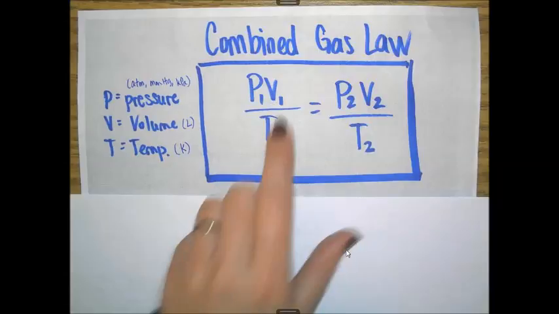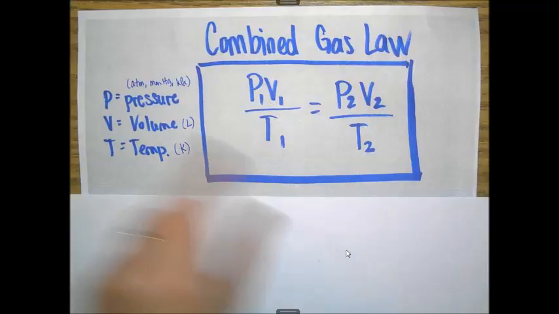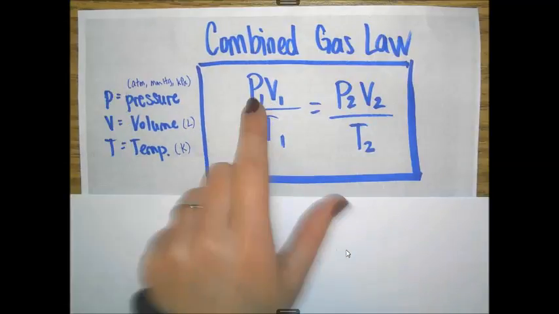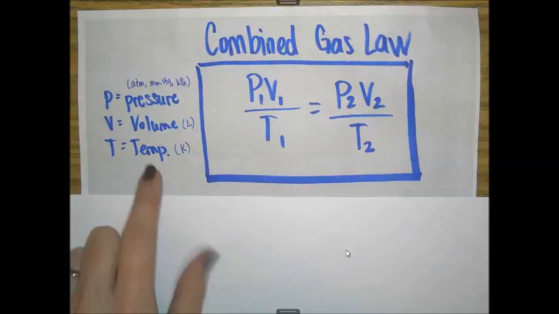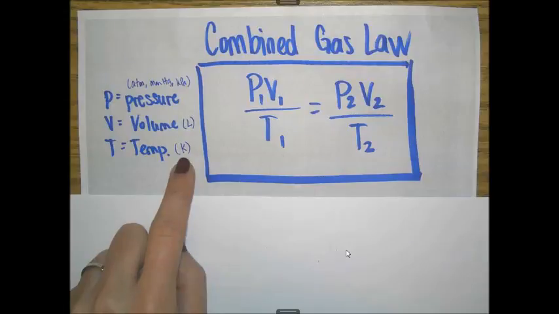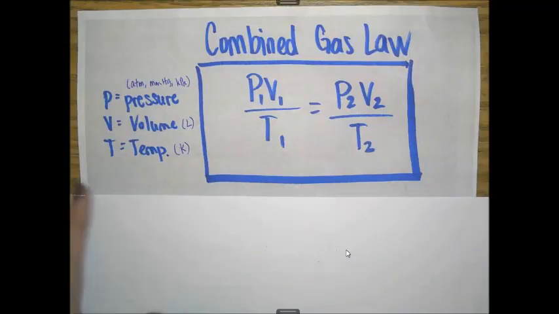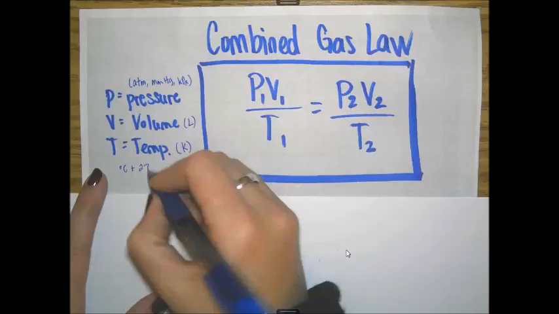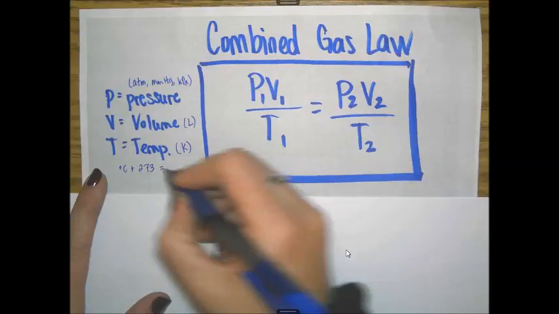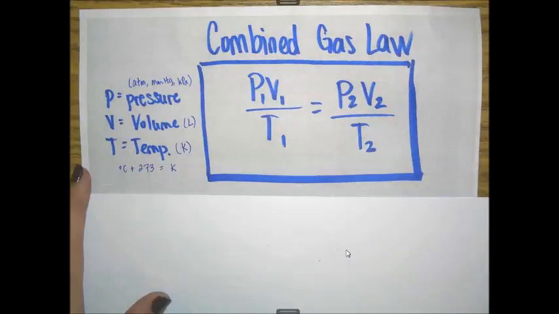If I use pressure in atmospheres, then both of those pressures have to be in atmospheres, or both have to be in kilopascals, etc. And temperature absolutely has to be in Kelvin. It cannot be in Celsius. So on your reference table, you have a formula that tells you that in order to convert from Celsius to Kelvin, you add 273. So we'll be using that as we work these problems today.